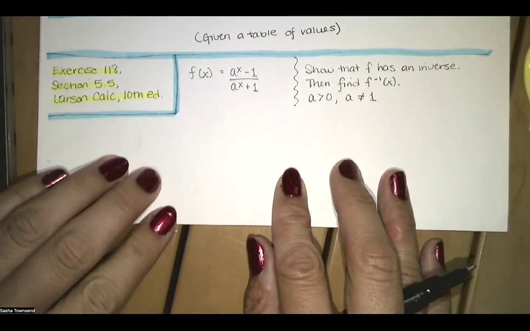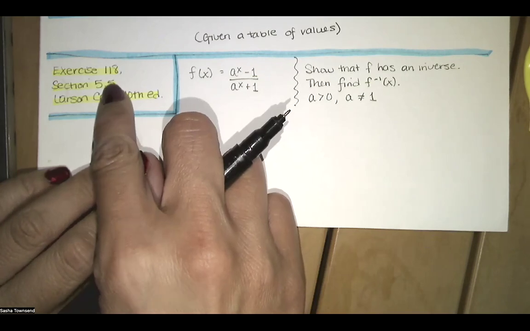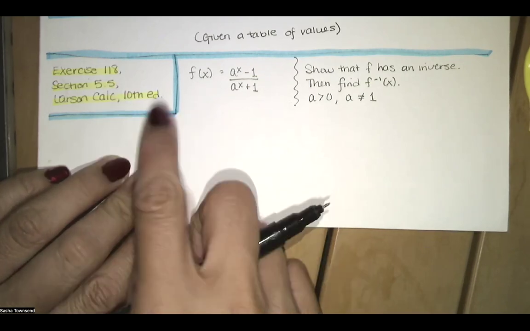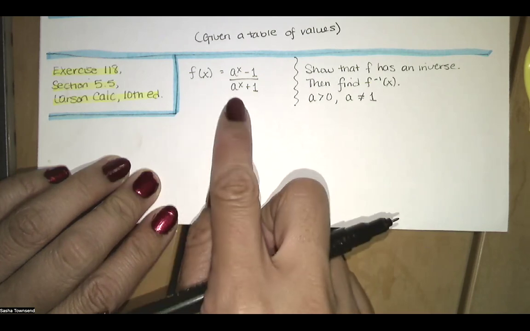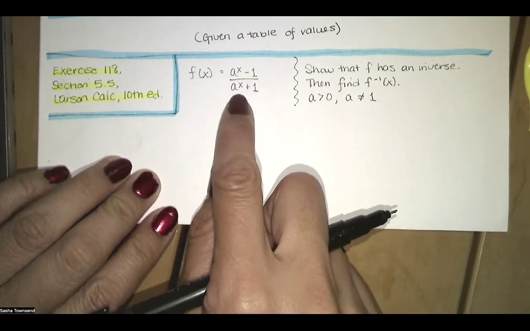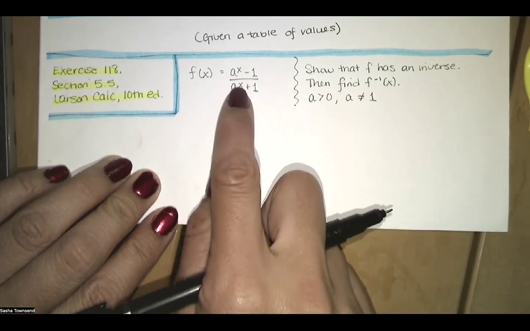In this video, we solve exercise 118 from section 5.5 of the Larson Calculus text, 10th edition. We're given this function. It's a quotient involving exponential functions of a base other than e. Well, actually, the base could be e.